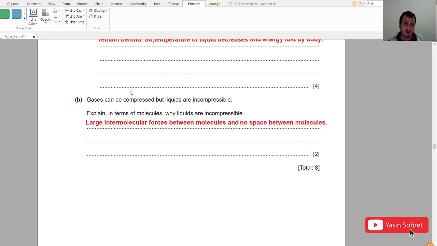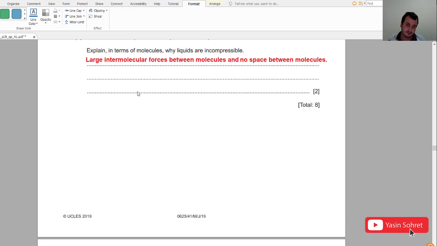Gases can be compressed, but liquids are incompressible. Explain in terms of molecules why liquids are incompressible. Because liquids have large intermolecular forces compared to gases, and the space between liquid particles is much closer compared to gases, so they don't allow compression.